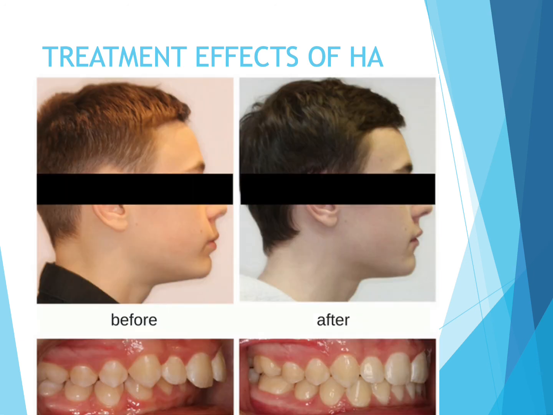This photo summarizes the intraoral and extraoral treatment effect of Herbst appliance. For the extraoral effect, we can see that in the picture before treatment, the patient has a convex profile, and after treatment, the patient has a straight profile. It shows that there is an increase in the mandibular growth. For the intraoral photo, we can see that after treatment, the patient has a class 1 molar relation, and also a good class 1 occlusion after the Herbst appliance treatment.